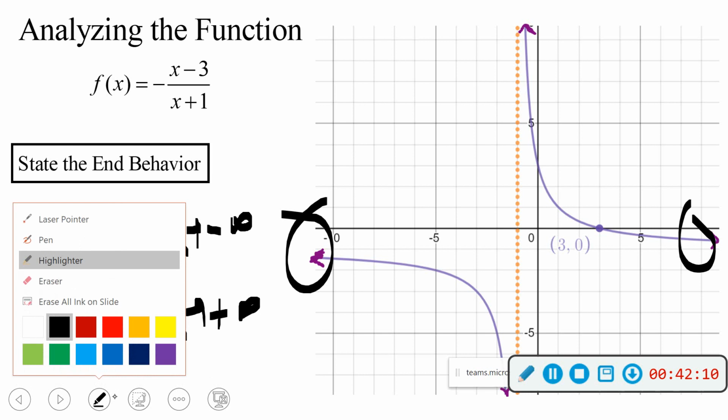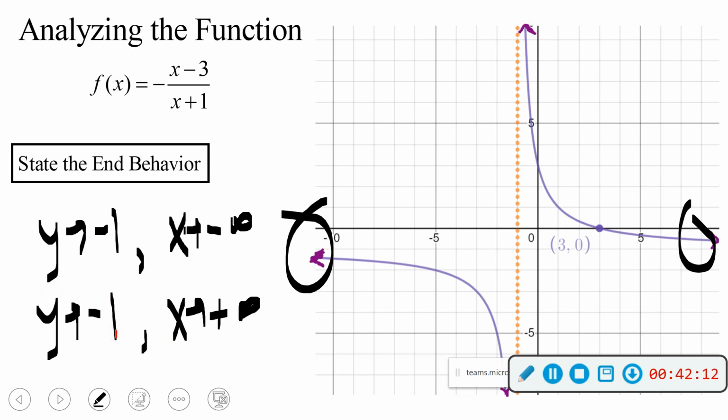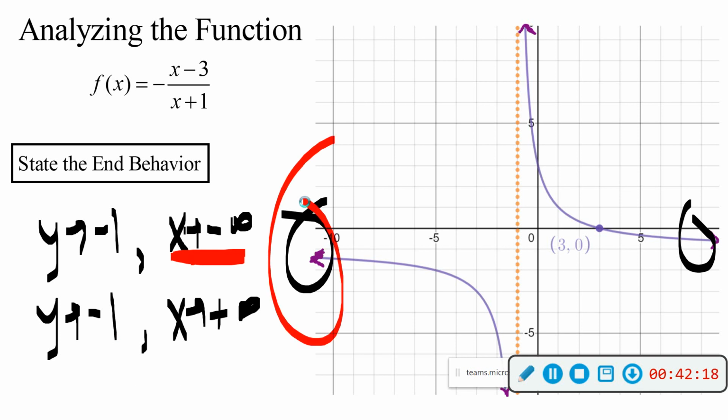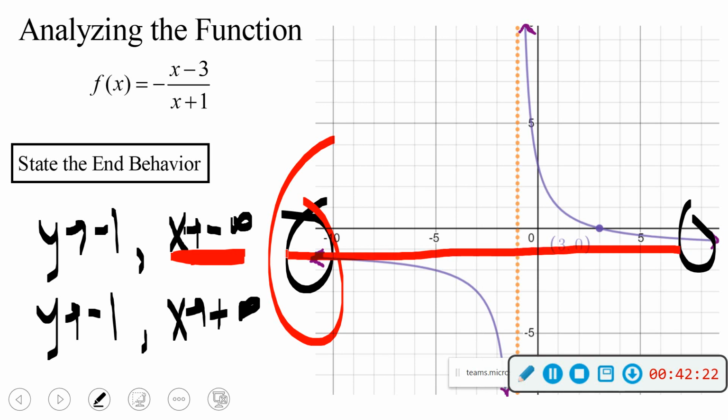How do we read this again? So this tells me I need to go a little more in detail. My apologies, I thought these would be higher, and that's okay. As I go to the far left, what's happening? As I go to the far left, it is approaching but not touching negative 1. As I go to the far right, it is approaching but not touching negative 1.